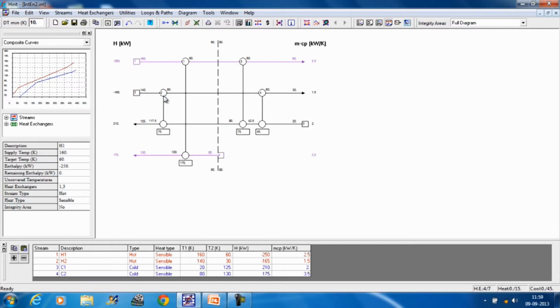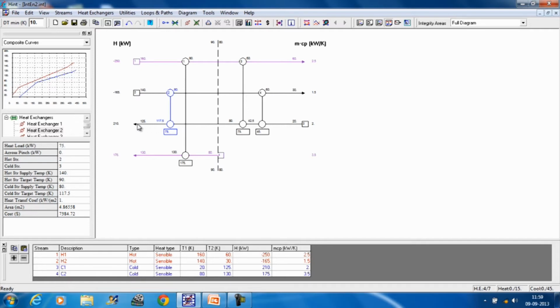Now, we will place the heaters and coolers. So, here between this we have to put a heater, because the cold stream, which is at 117.5 degrees centigrade, is to be heated to 125 degrees centigrade, and we have to use the hot utility for its heating. Similarly, the hot stream, which is at 60 degrees centigrade after the heat exchanger 4, has to be cooled down to 30 degrees centigrade, and hence it needs a cooler, and we have to use the cold utility. So, let us put the heater here in the stream number 3.